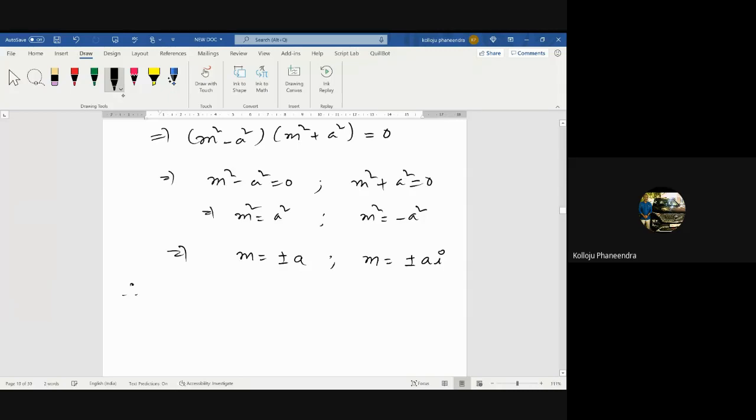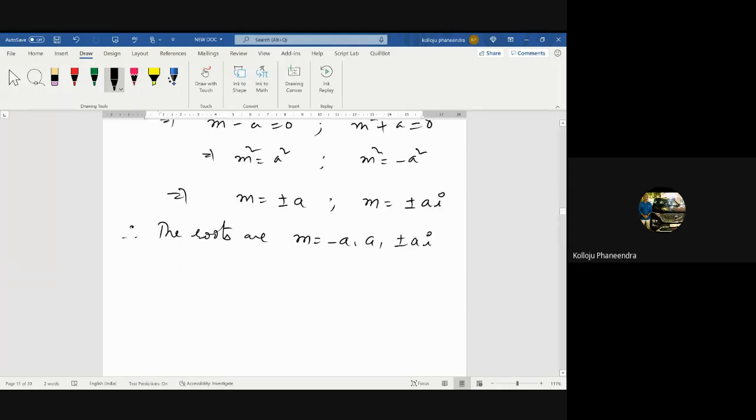Therefore, what are the roots? Therefore, the roots are m equal to minus a, plus a, plus or minus ai. So here the roots are combined. Real roots are there, complex roots are there. Whatever may be, you write the logic. For real roots, you write the solution, plus for imaginary roots, you write the solution.